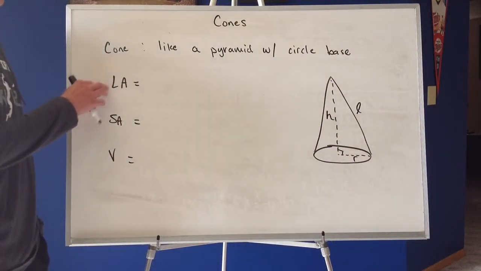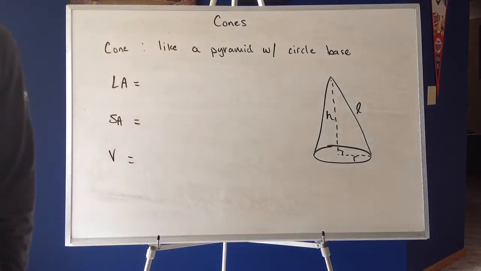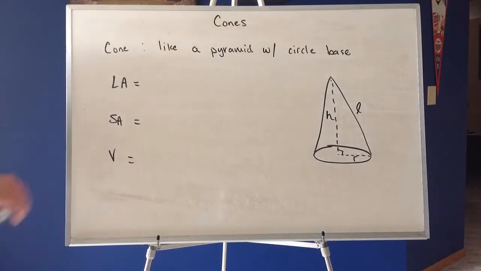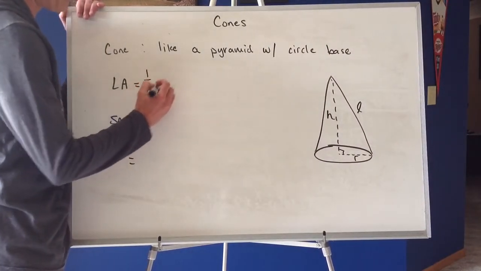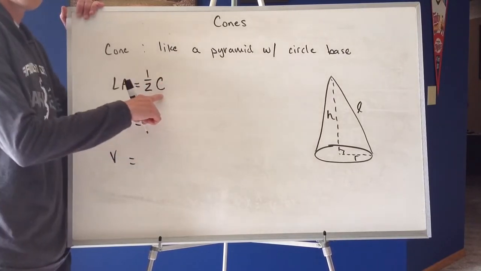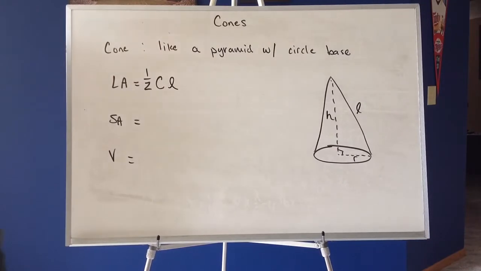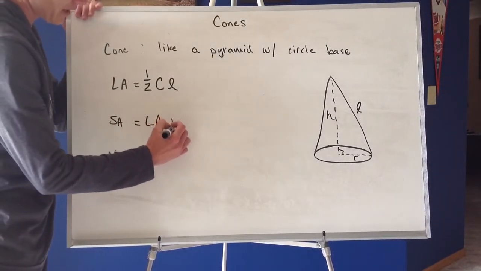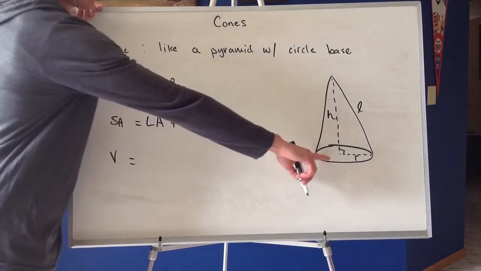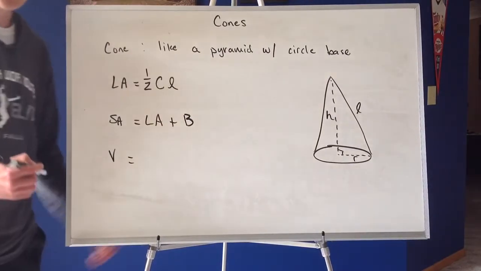We're still going to be finding lateral area, surface area, and volume. Formulas are going to be a little bit different because, again, it's not a cylinder anymore. The first formula for LA is going to be 1/2 the circumference of the base times the slant height. For surface area, it's still going to be your LA plus, now this time we only have one base, we don't have two bases. So it'll be just a capital B.